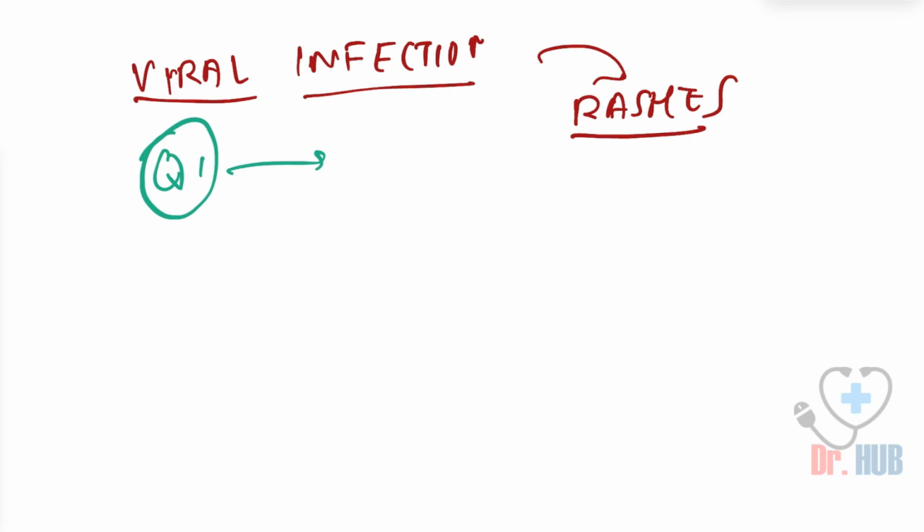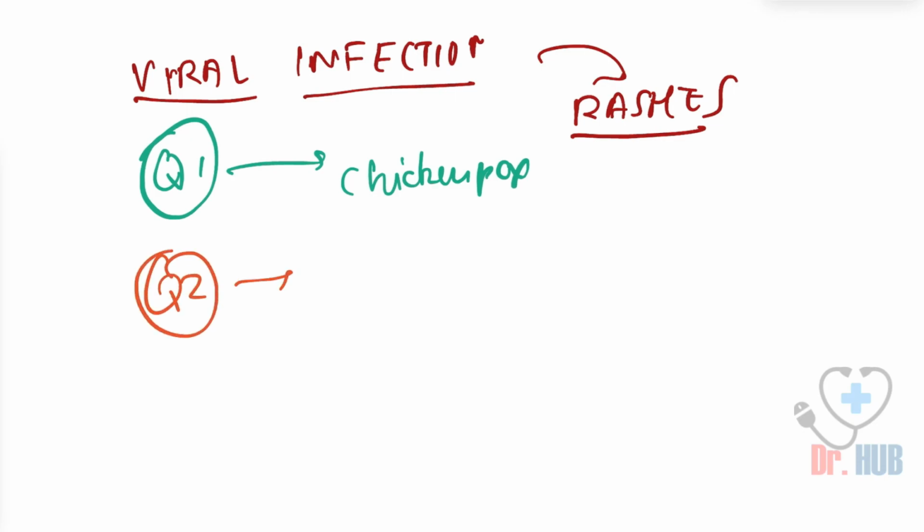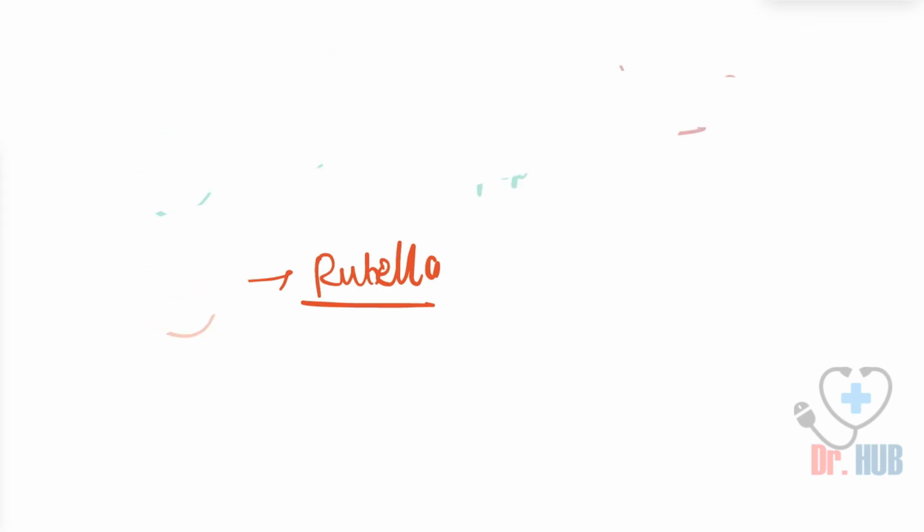What are the characteristic findings of the rash found in chickenpox? Then the second question we want to ask you is, in case of rubella, what are the characteristic findings of the rashes? In this video, we'll find the answers to these questions and learn in detail. To begin with, we start with chickenpox.